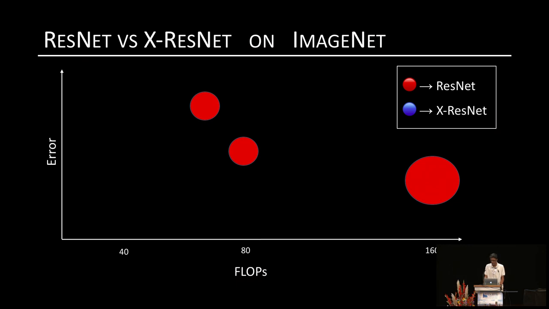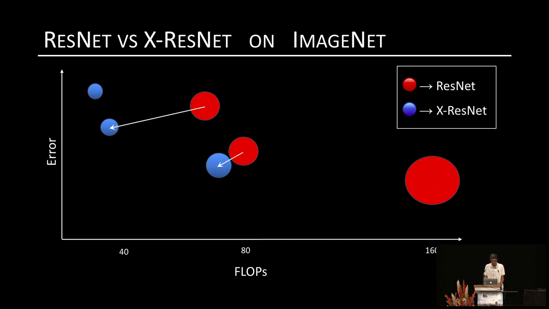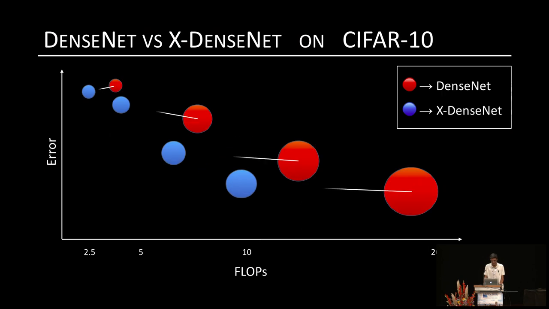The next experiment is on efficient architectures. We take ResNet and we compress it. We notice that X-ResNet achieves significant reduction in computational cost over a minor increase in the error rate. Another way to look at the result, maybe one can achieve a reduction in both flops and error rate by using expander graphs on a deeper network. Similar results can be observed with DenseNets on the CIFAR-10 dataset.